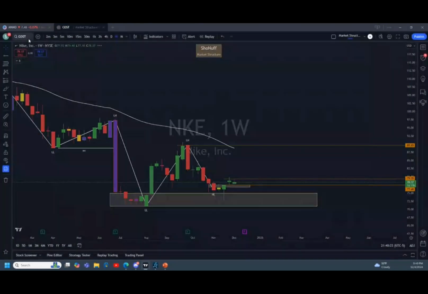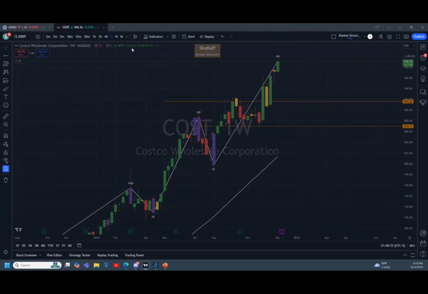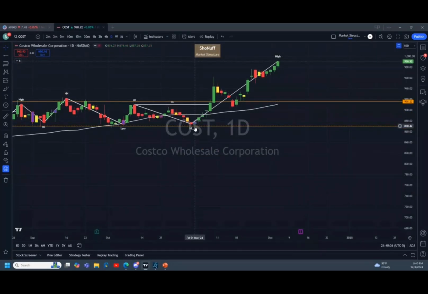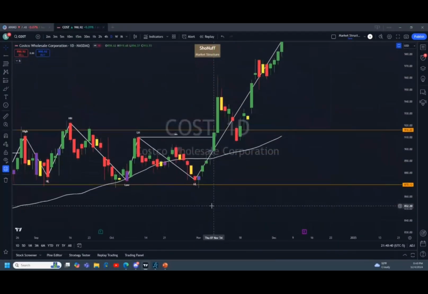Costco. I think it's at all-time highs, isn't it? Yeah. So same thing. This is what I had. It was trading in this weekly range. I had this already labeled. And when it came down to the bottom of it, it gave you a hammer candle. Boom, bullish engulfing hammer candle. Take the calls.